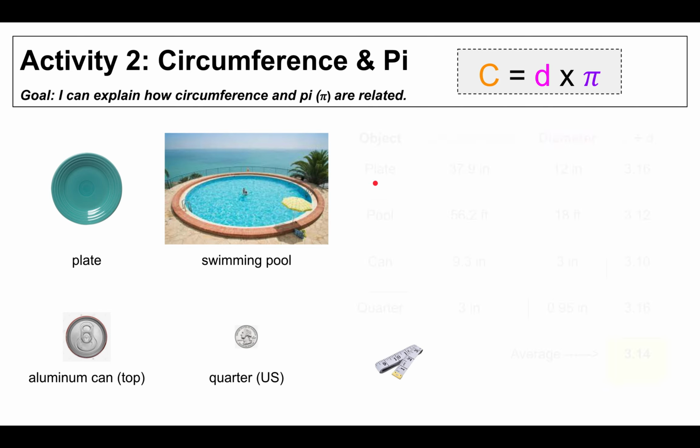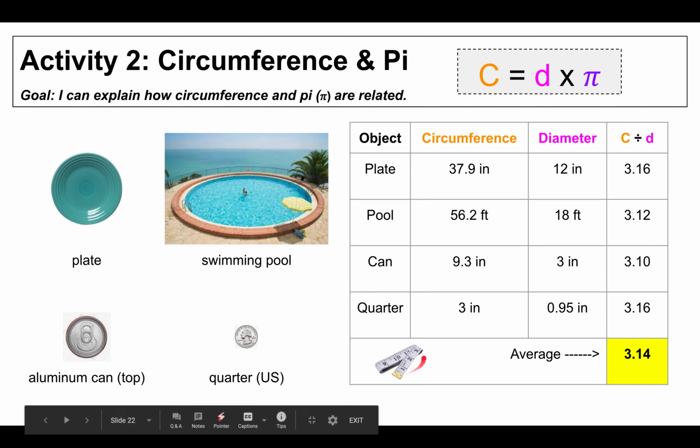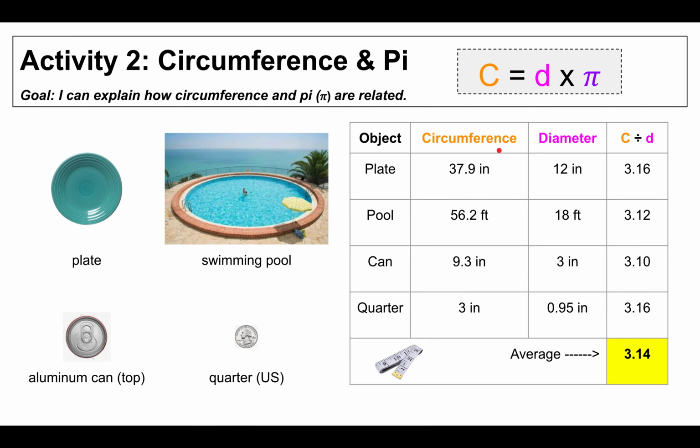Like any good mathematician, I created a data table to stay organized. So here are my objects: plate, pool, can, and quarter. And I used my tape measure to take two measurements. I measured the circumference, which is the distance around the outside of a circular object, and I measured the diameter, which is the distance across a circular object, end to end, crossing through the center. So I took these two measurements for all four of my objects.